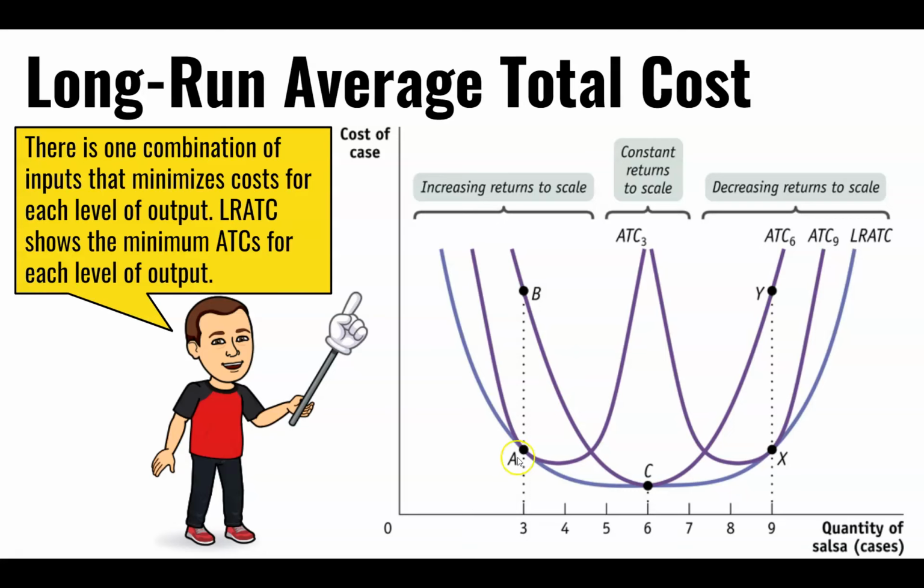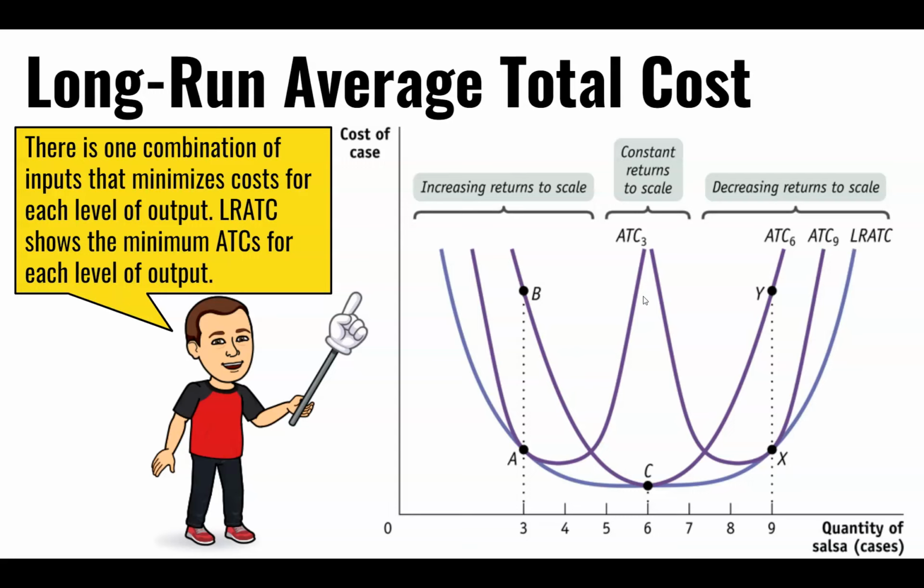As you can see, at point A, that's the minimum of ATC3, or it should be, just the way it's drawn. ATC6 has a much higher average total cost, and ATC9 has an even higher average total cost. However, if we're at 6 units, then ATC6 is the cheapest, as opposed to 3 and 9. So there's always one combination that's sort of optimal given the output we need.